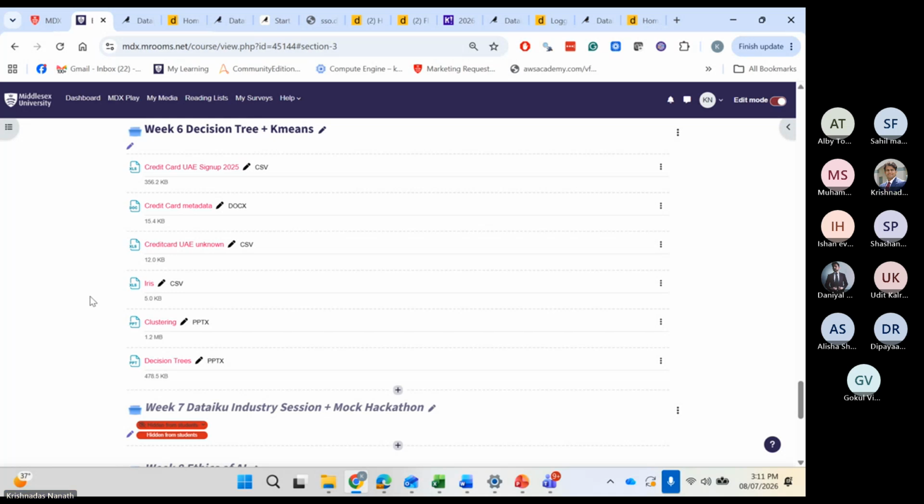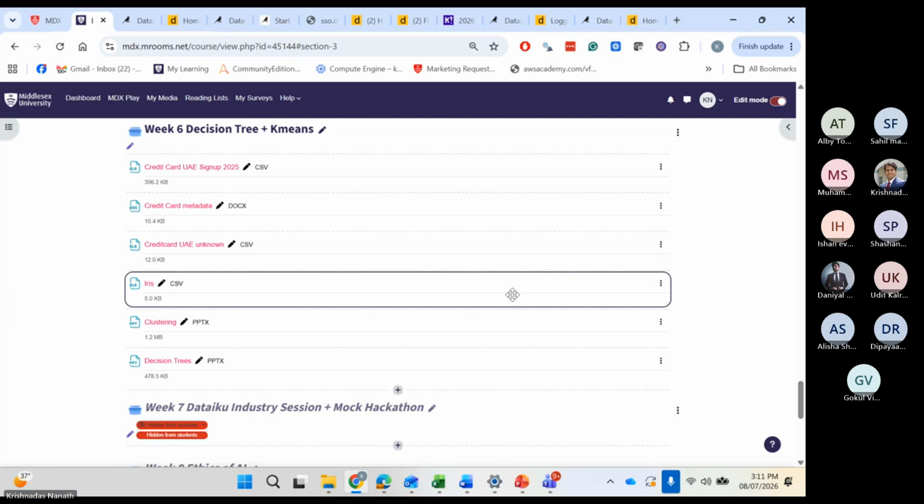We'll be using it in trial mode. Don't import it on Data IQ yet. Let's have a look at clustering first. What is this algorithm? What are we trying to do?